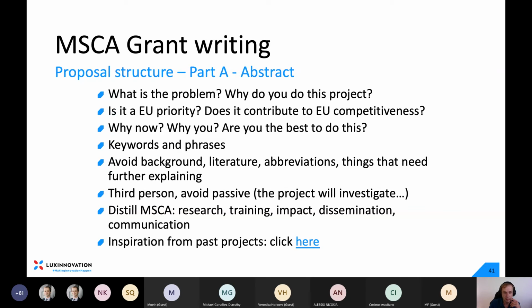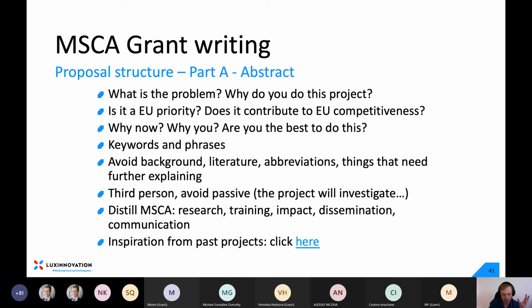For part A, if we speak about the abstract, so the abstract will be in part A. Generally, you write this at the very end, not at the very beginning. And the abstract is extremely important, trust me. It's not to be taken lightly. So this is the information that should go in there. It's why do you do this project?